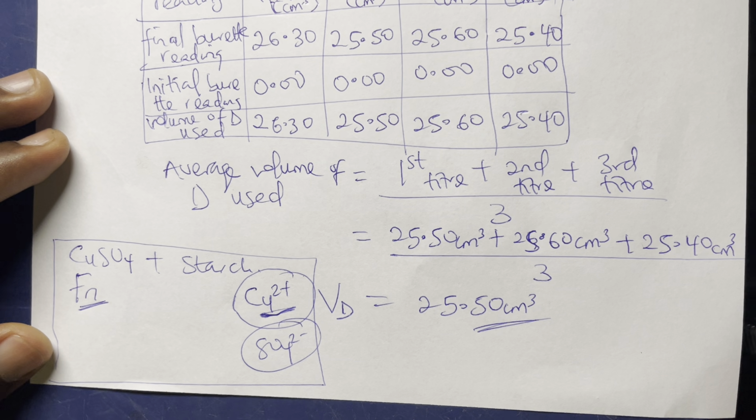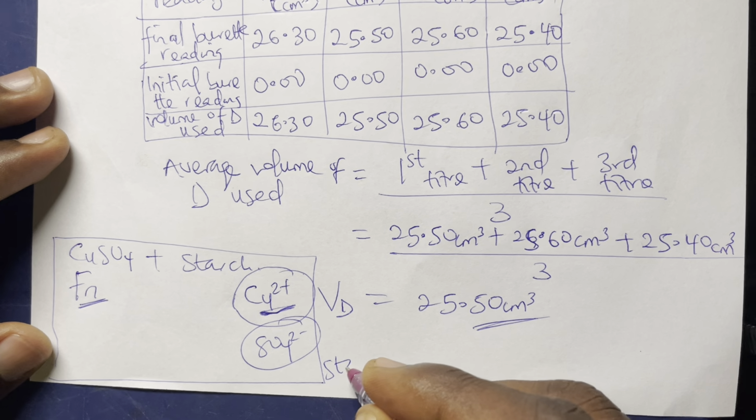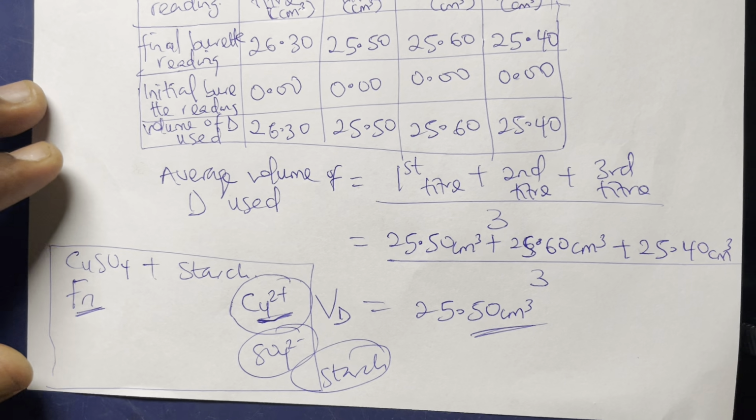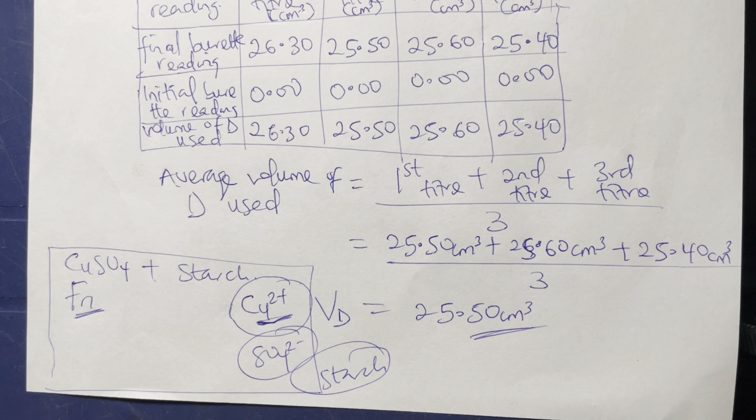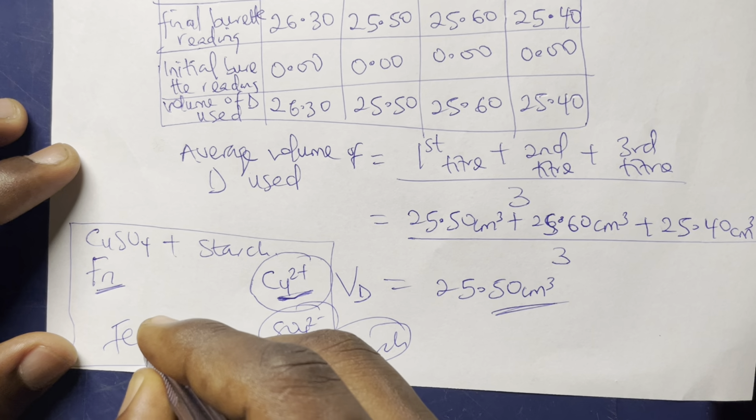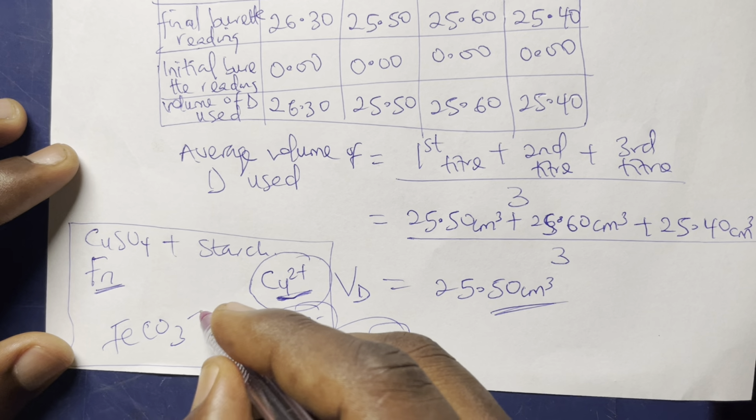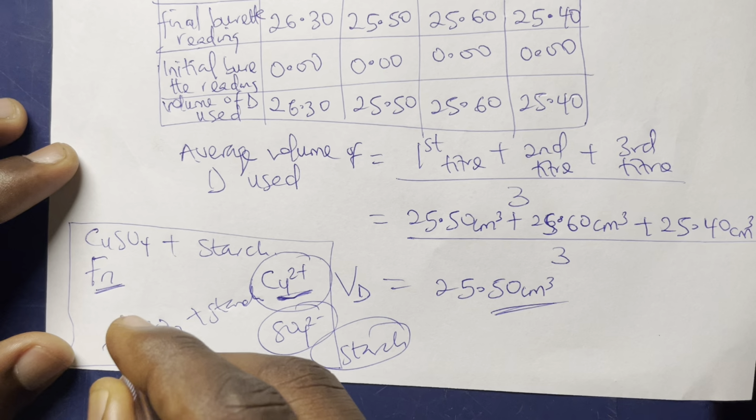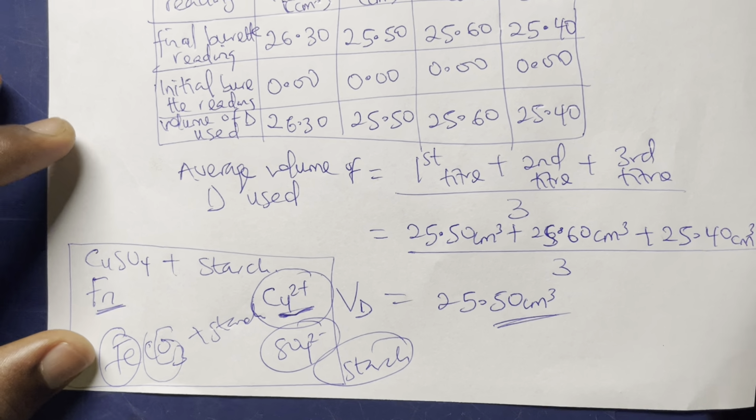The specimen allows us to know where we are going, and you are also going to test for starch as well. Although in the alternative A, they tested for starch and iron, and for CO3 2-, I think it's FeCO3 and starch. So you tested for iron, CO3 2-, and starch. But your own is copper.